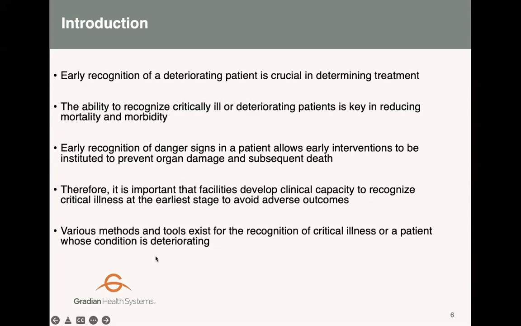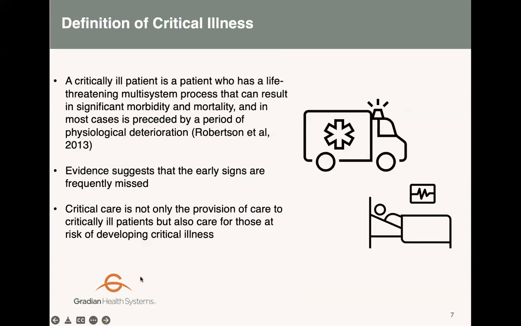And for the definition, there have been lots of definitions of critical illness, and a study by Robertson et al. defined the critically ill patient as one who has a life-threatening multi-system process that can result in significant morbidity and mortality. In most cases, there is a period of physiological deterioration. This sort of critically ill patient doesn't acutely go into arrest or death. There is some time between the deterioration, that golden period, where there are early signs of deterioration that we should pick up.